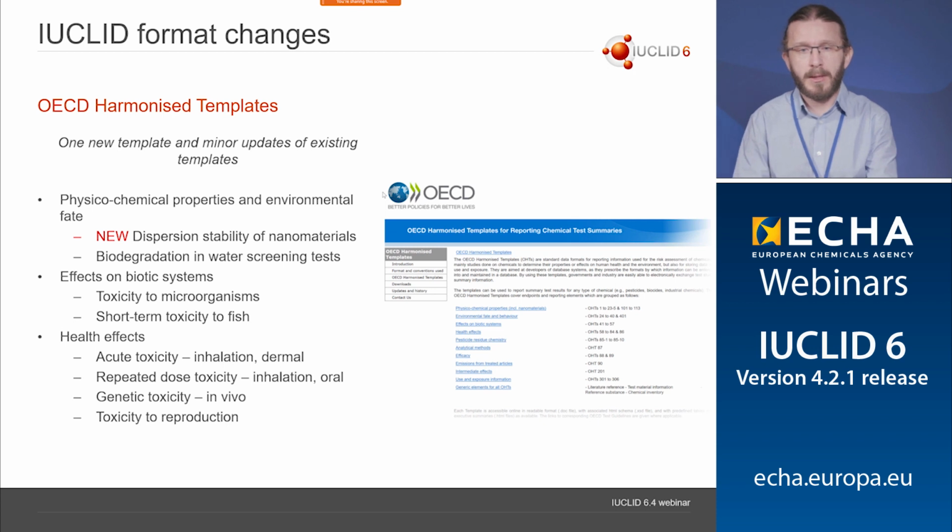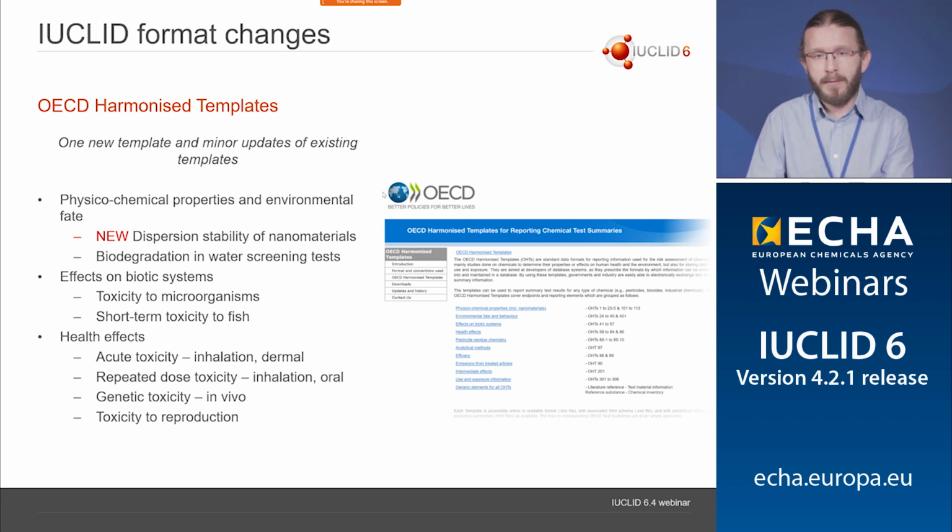First, the OECD harmonized templates. The main thing is that we have created a new template, together with the OECD, for storing data collected during the execution of studies for the dispersion stability of nanomaterials. And we have updated existing templates for physical properties, for example, biodegradation in water screening tests. We also updated some ecotoxicological and toxicological templates, but these were minor changes made in order to maintain these templates and make them still compatible with the latest version of the test guidelines at the OECD level.